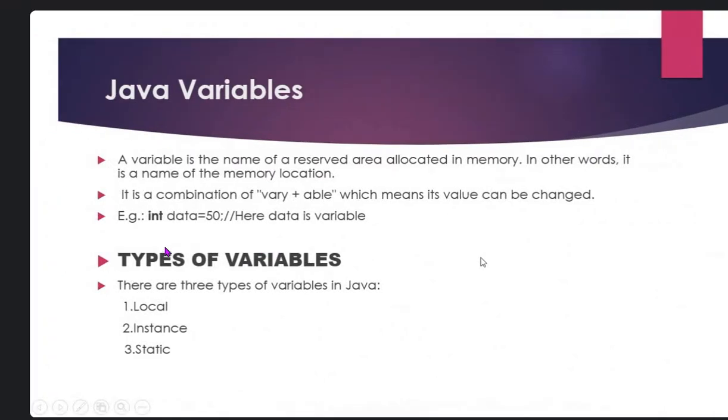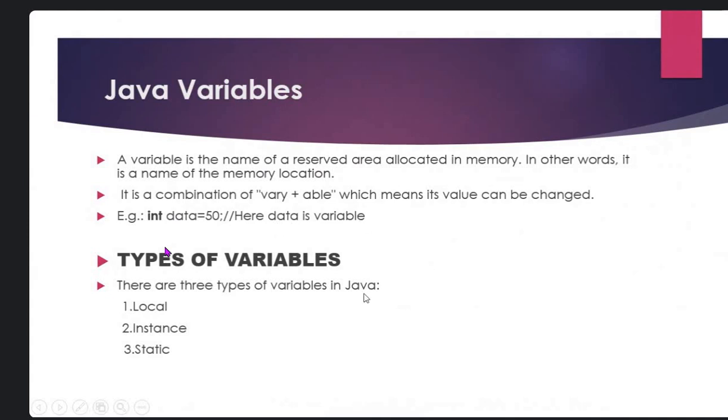So in Java variables, what does a variable mean? A variable is the name of a reserved area allocated in memory. In other words, it is the name of the memory location. It is a combination of vary plus able, which means its value can be changed. For example, int data = 50, where data is the variable.